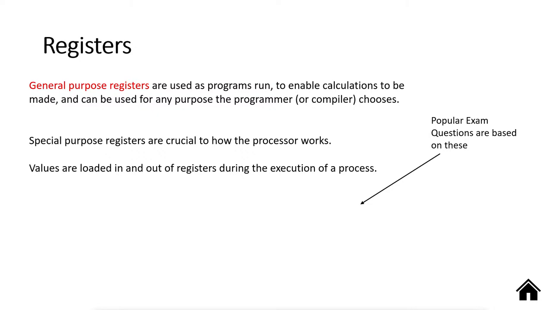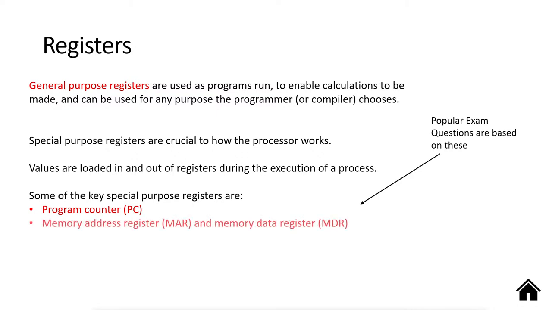Special purpose registers, they have a real job to do. So special purpose registers are crucial to how the processor works, and values are loaded in and out of registers during the execution process. So here we go, our special purpose registers are our PC, our program counter. We have our MAR and our MDR, that's our memory address register and the memory data register. And then we have our CIR, our current instruction register, and then we have our accumulator as well.